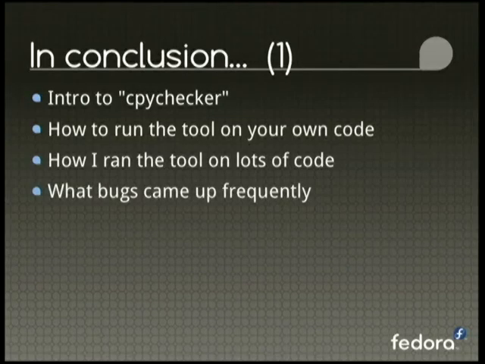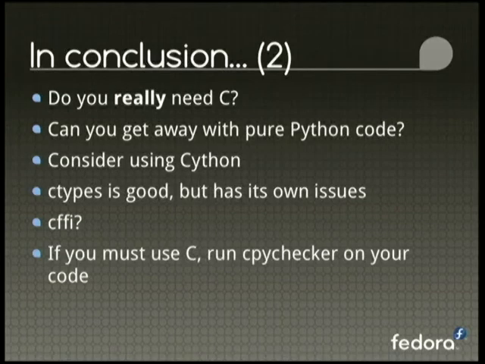So to summarize, I've been talking about cpychecker, which is my static analysis tool for this. I've told you how you would go about running it on your own code, and what I saw from this huge data set that I built by running it on basically everything in a Linux distribution. And I guess the subtext of my talk is, do you really need to write your code in C? Because it's so easy to get things wrong. And can you get away with using pure Python code?